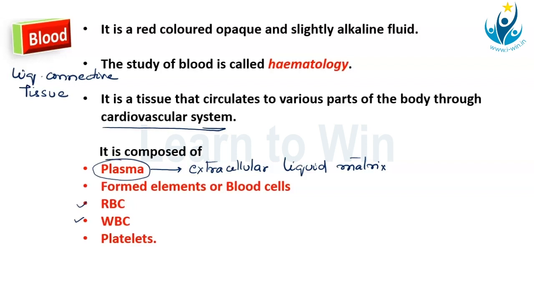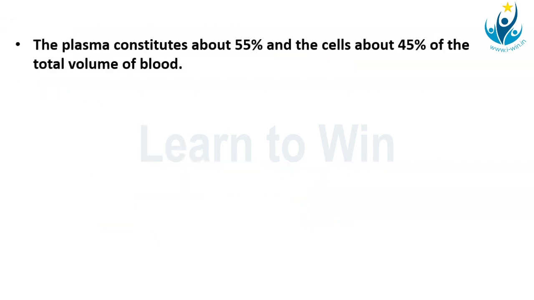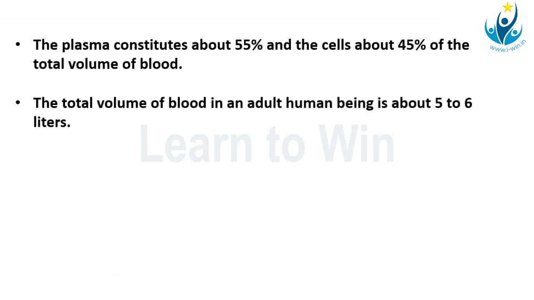In fact, if I make a percentage difference, then 55% of the blood is made up of plasma, and the cells make up the rest, the 45%. Okay, so plasma contributes 55% and the other cells contribute 45% of the total volume of the blood. Now, the total volume of the blood in an adult human being is said to be 5 to 6 liters.